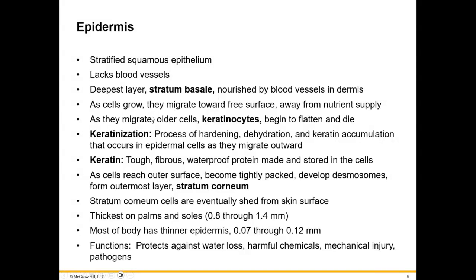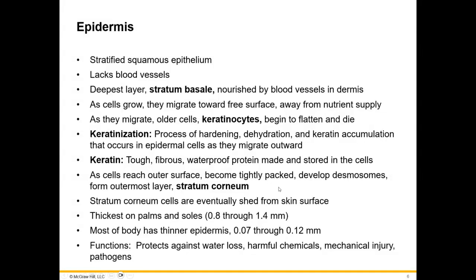And as the cells grow, they migrate towards the free surface away from the nutrient supply. And once they migrate and they get further away, the older cells, these are called the keratinocytes, they flatten out and they die. And keratinization is the process of the hardening and dehydration and the keratin accumulation of the epidermal cells. Now, this is a good thing. Okay, I know it doesn't sound like it'd be a good thing. It hardens and dries and just dead tissue, but keratin's a tough, fibrous, waterproof protein. And it helps us very much in protection in many ways, and we'll talk more about that.